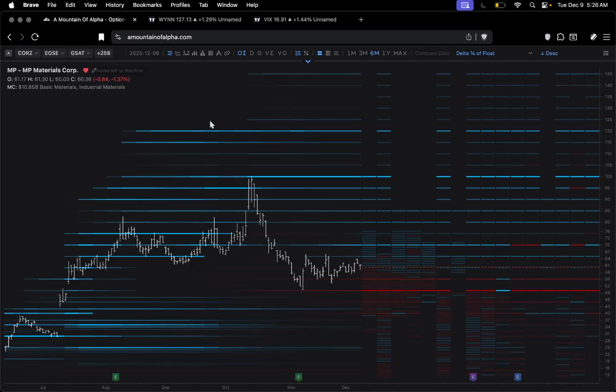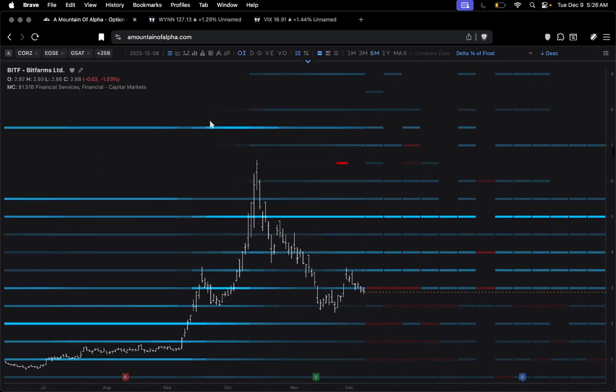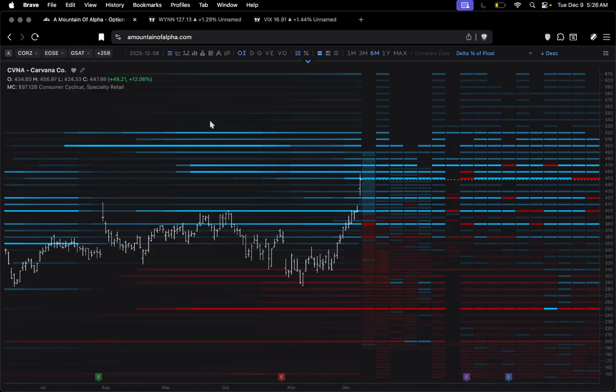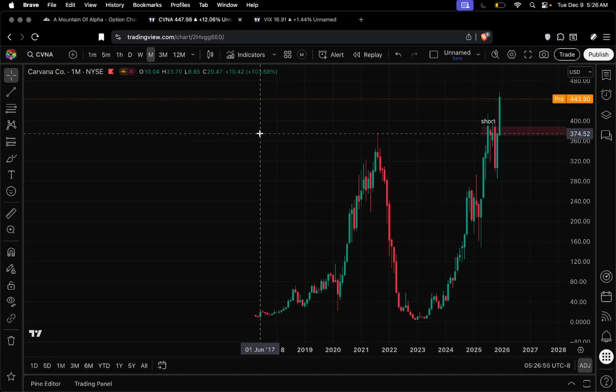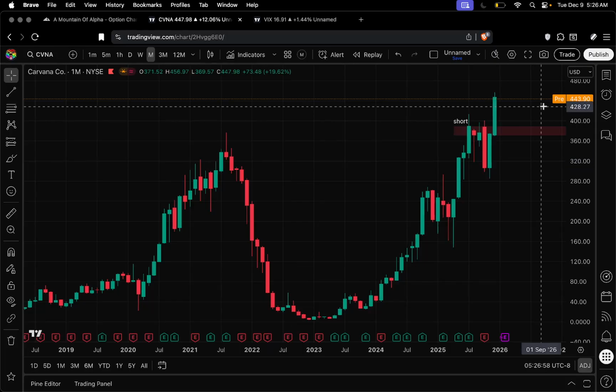I'll just click that. See that? Okay, so I think you're getting the idea, right? Now, another thing to check here is, oh, that's interesting. Carvana. Look at that. I think this is breaking all-time highs, if I recall. Yeah, it broke all-time highs.